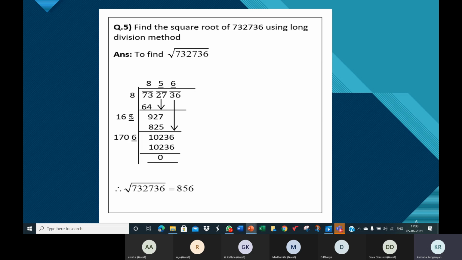So when you write 3 here, it will be 163 into 3. So like that, you must try to find that product which is equal to 927 or just less than 927. So if you try 166 into 6.